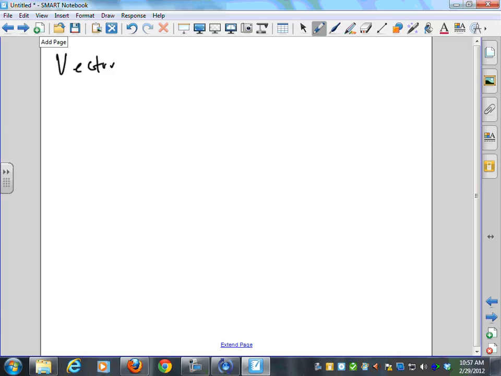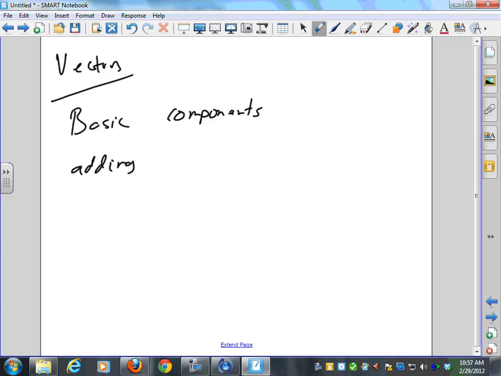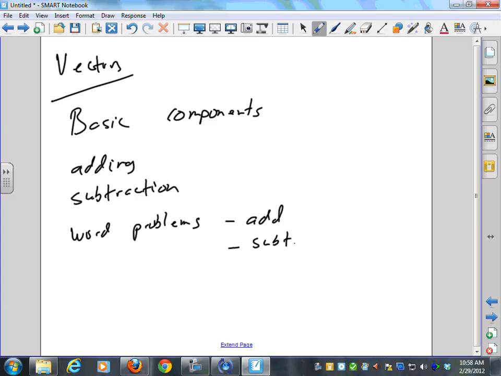And under vectors, what can I ask you? Basic components. Just a basic, what's the x, what's the y component? So there could be just a straightforward adding, a straightforward subtraction. Here's two vectors, add them together. Here's two vectors, subtract them. And then, of course, a word problem where you have to decide whether it's an add or subtract. Although I would likely have at least one add and at least one subtract.